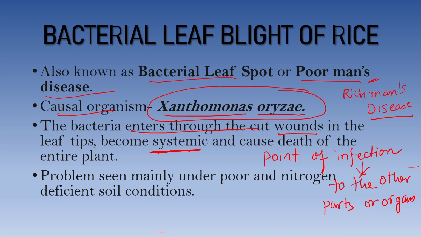And in bacterial leaf blight, when the bacteria enters the cut wounds, the point of infection is the cut wounds at the top of the leaves, and this ultimately leads to the death of the entire plant because it is systemic in nature. The problem of bacterial leaf spot is mainly seen in soils where there is poor and nitrogen deficient conditions. Remember this point.